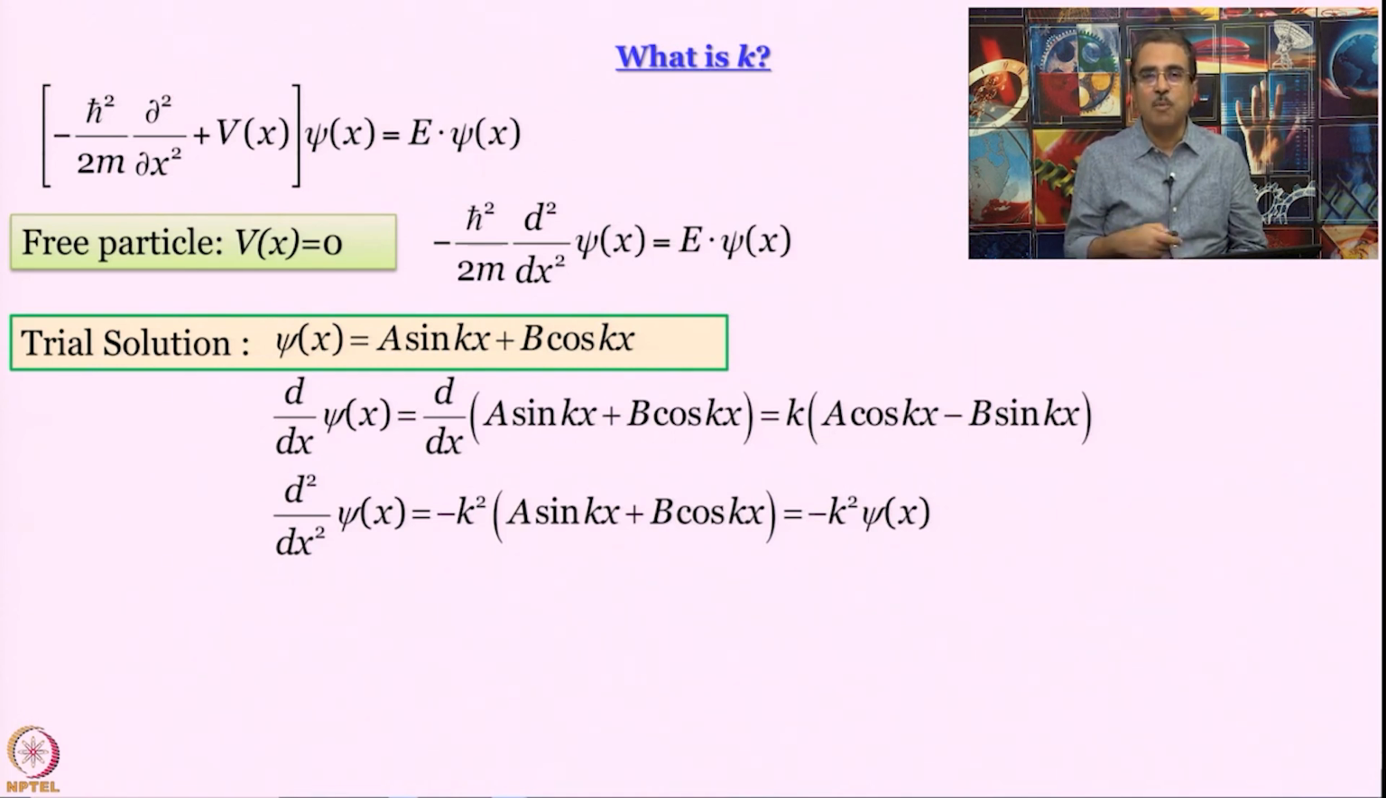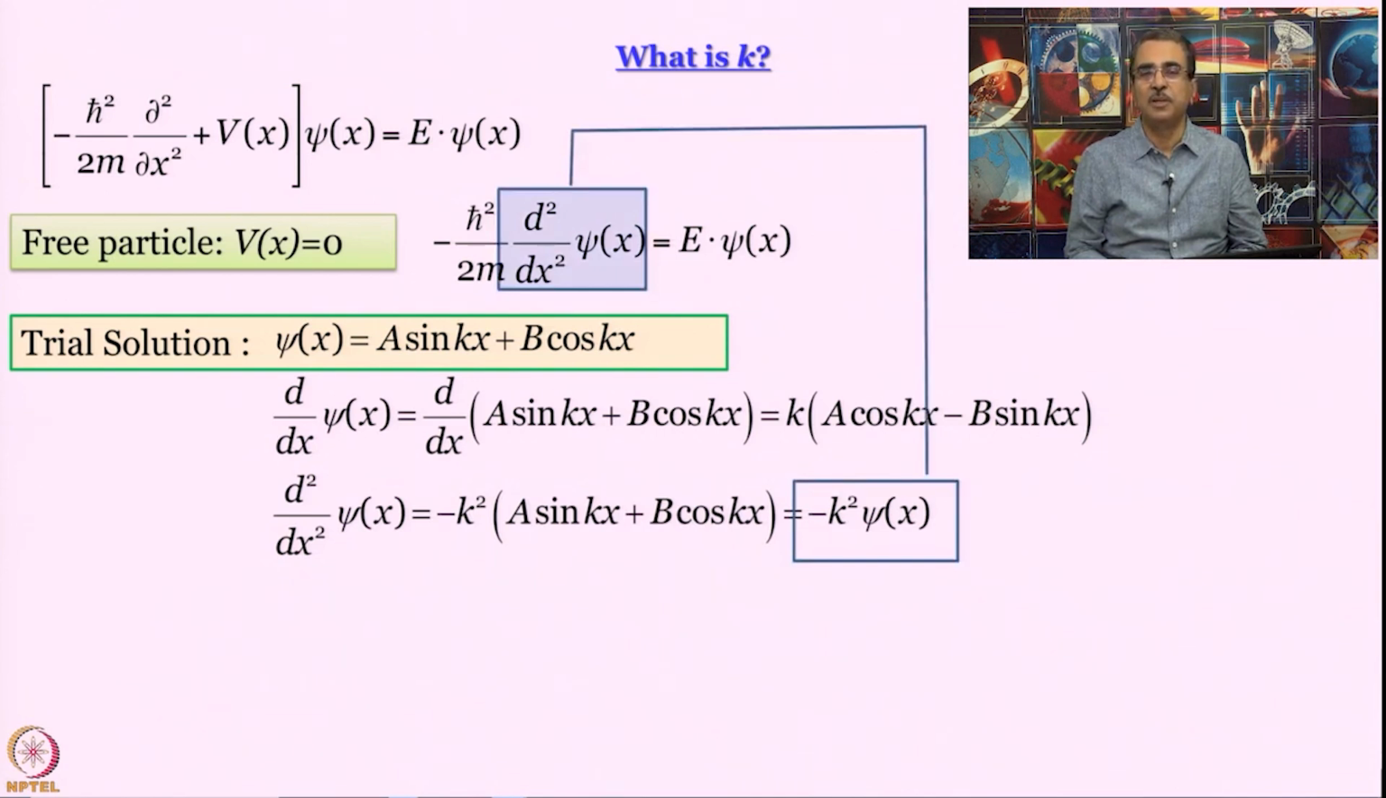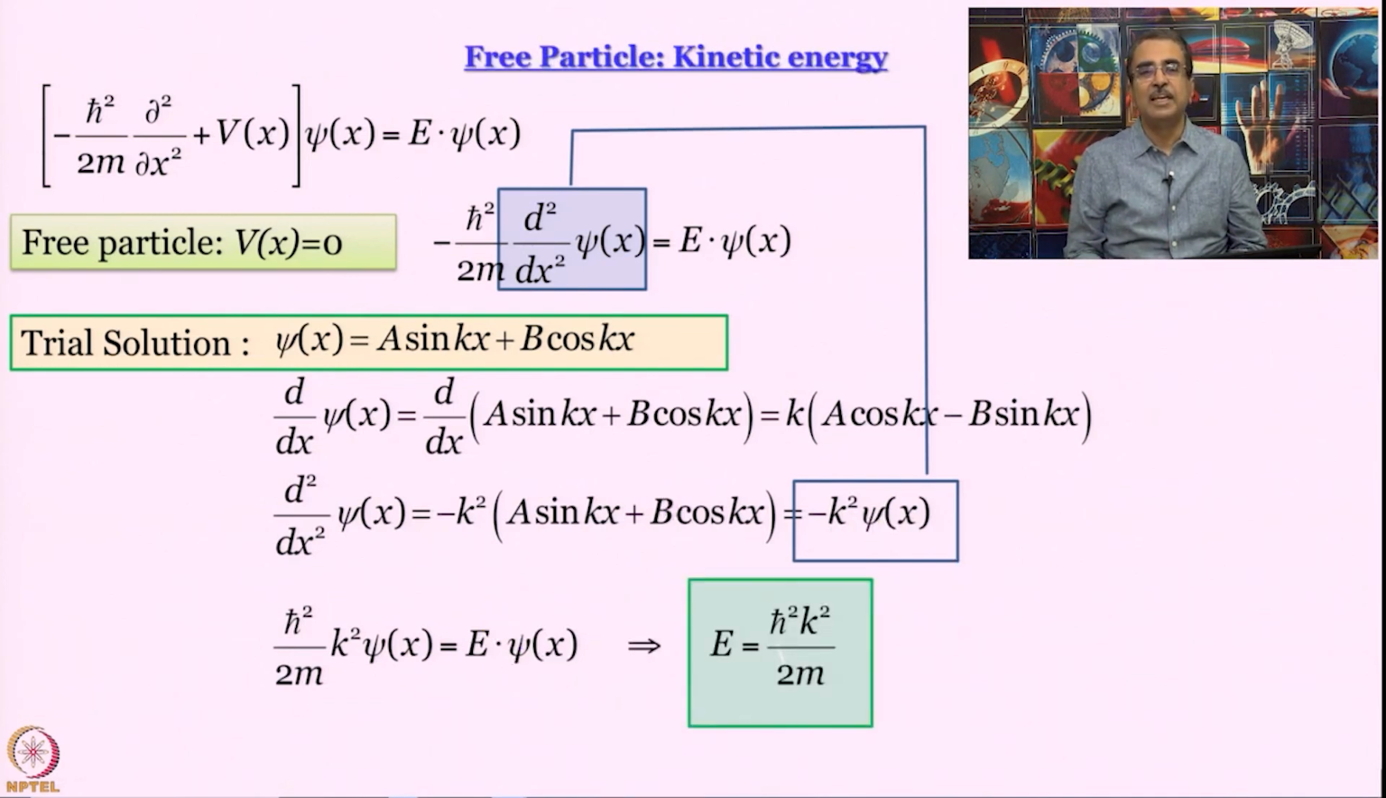Now the question I want to ask is, what is this k? I have got d2 dx2 of psi of x equal to minus k square psi of x. What is k then? If I plug it back into the original Schrodinger equation, we see that if I replace d2 dx2 psi of x by minus k square psi of x, then I get h cross square by 2m from here, k square psi of x from here, that is equal to E multiplied by psi of x. Or in other words, I can write this energy as h cross square k square by 2m. K is a measure of energy, and remember that this energy is entirely kinetic energy.